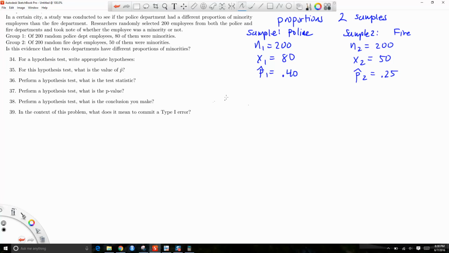Okay, so for 34, what are the hypotheses? We have 2 proportions, and it's a hypothesis test, so our null hypothesis is that P1 is equal to P2, or that the difference between them is 0. And then the alternative, we want to know, do they have different proportions? So here we have P1 is not equal to P2.